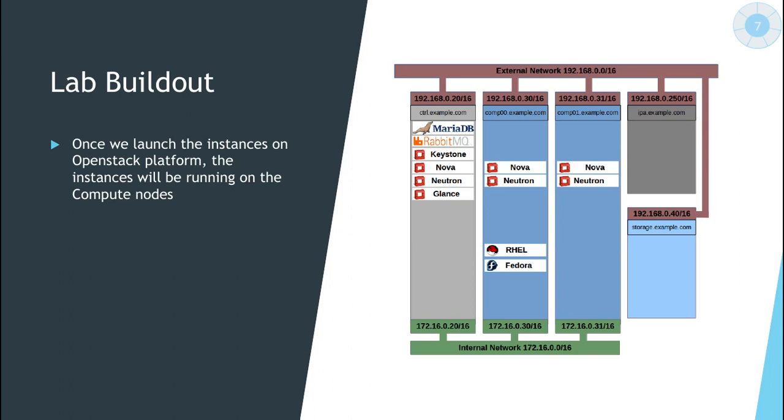This is the updated lab build-out. As you can see, suppose we launch two instances, one RHEL instance and one Fedora instance. When you do that instance launch, these instances will be running on either of your compute nodes, comp00 or comp01. If you are distributing these instances, you may see comp00 hosting the RHEL, whereas comp01, that compute node, is hosting the Fedora image.